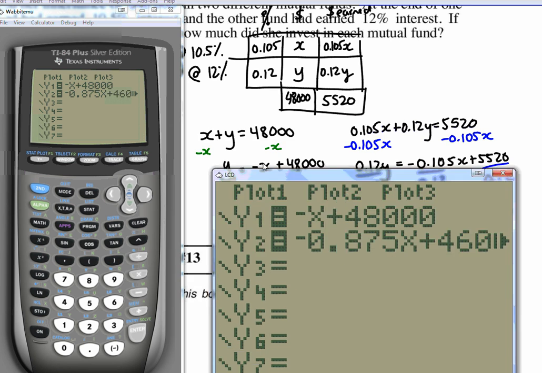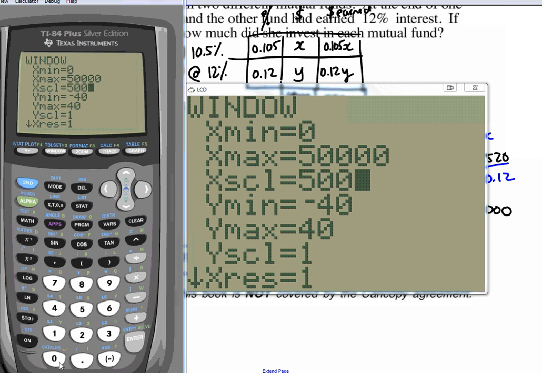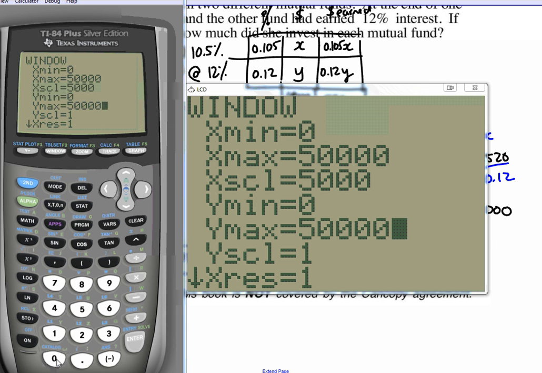Push window. What should we put for our, now can we have negative money here? No, so we can go 0 to, how high are you going to go for your x? 50,000? Sure. Let's try 50,000, and a scale of 5,000 is a nice number. And y minimum, again, you can't have negative, so 0 to 50,000. Scale of 5,000.